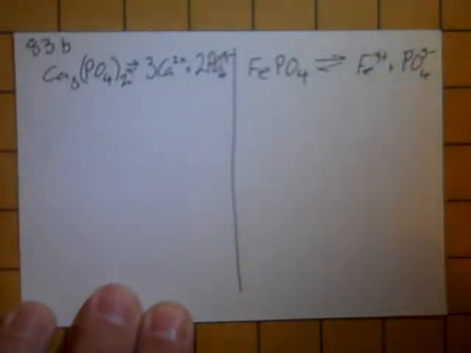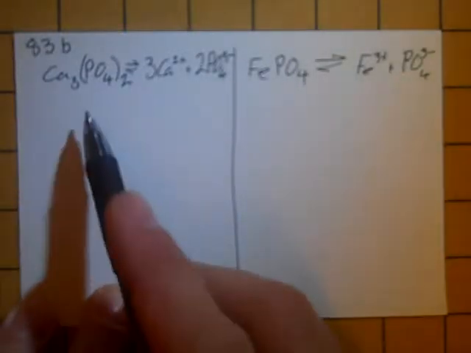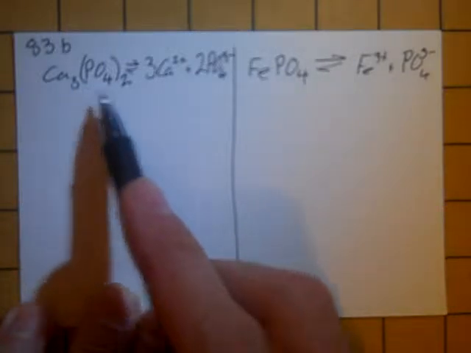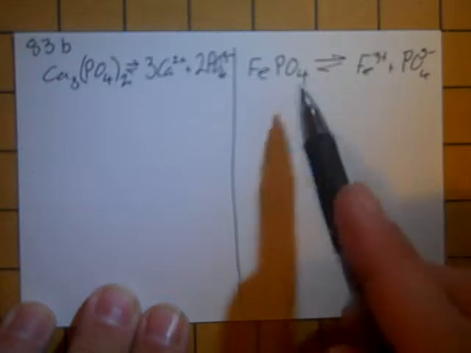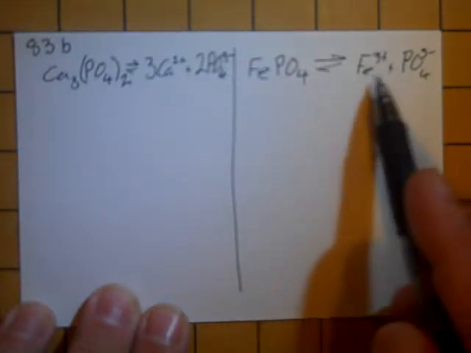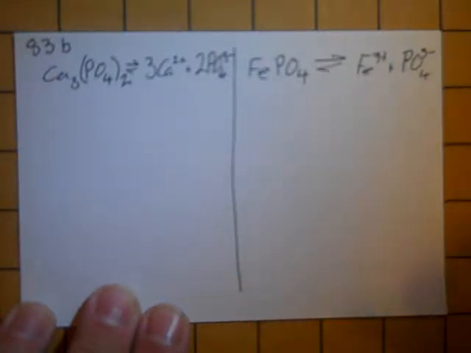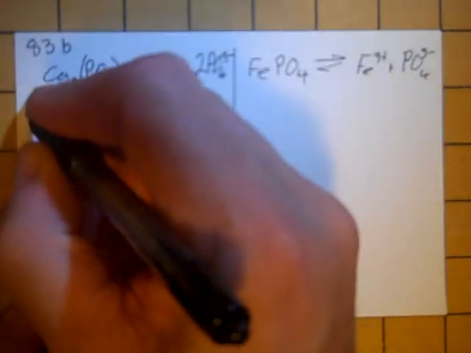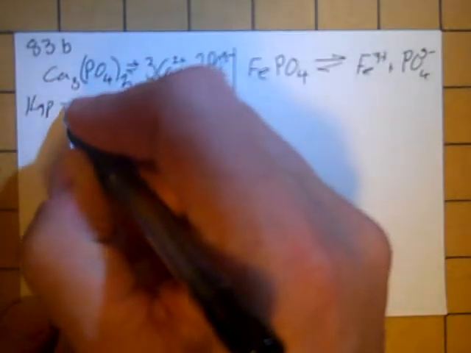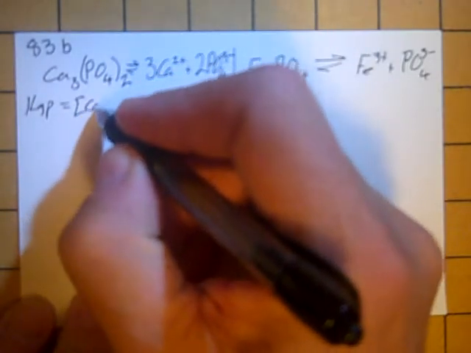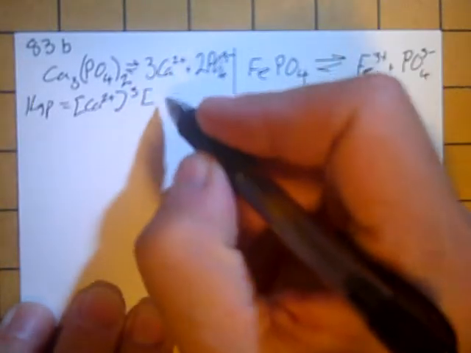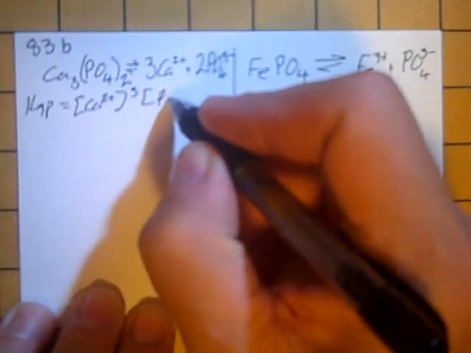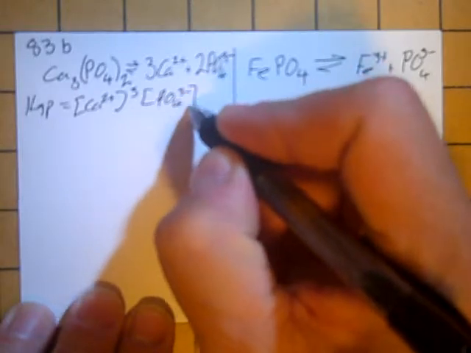Part 83b is asking us to do the same thing, but now we don't have equivalent dissolution. We have one side, calcium phosphate, that breaks up into a total of 5 particles, ions, and iron phosphate just breaks up into 2. So, following the same method, KSP for this will be equal to the concentration of calcium cubed times the concentration of phosphate squared.